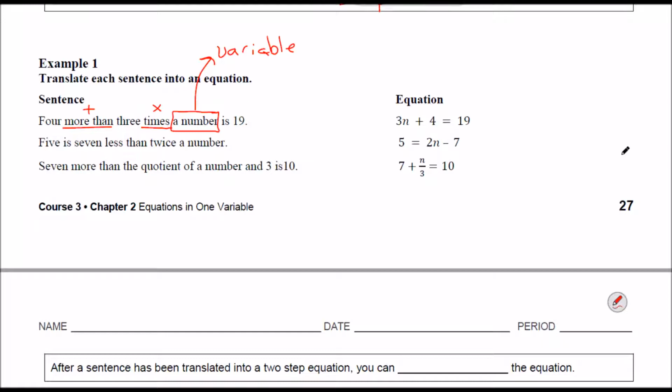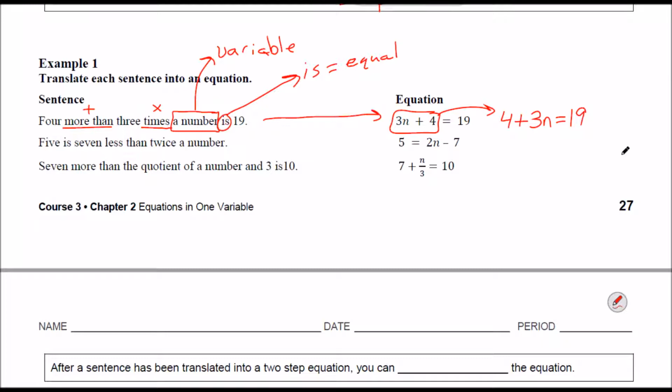The other thing that's important is the word is. Is means equal, and we see that in almost every one of those, okay? So if we look over here to the side, we have 3n, okay, that's 3 times a number, plus 4 equals 19. It's also worth noting that when we have addition, this really could be written as 4 plus 3n equals 19, and it's the same thing, all right?